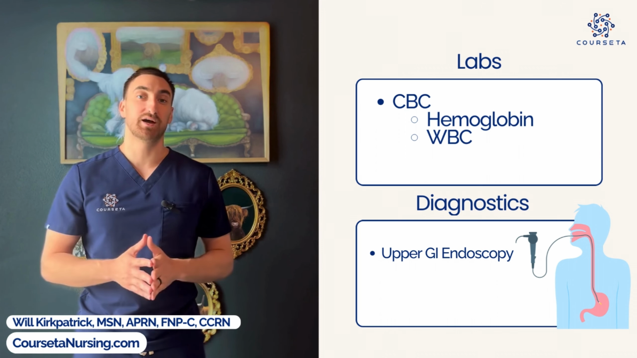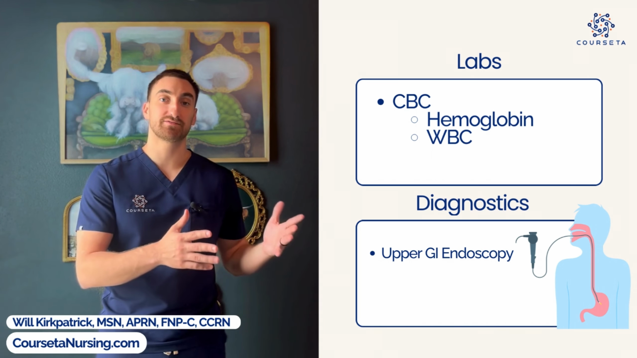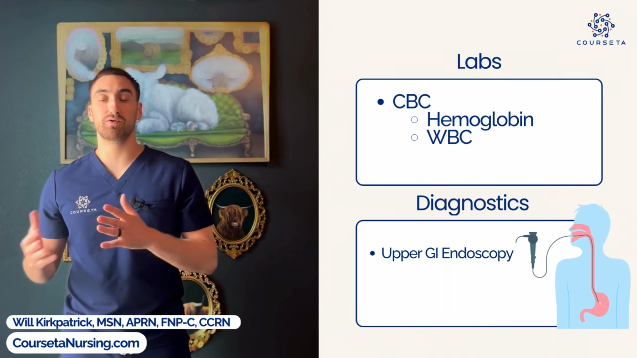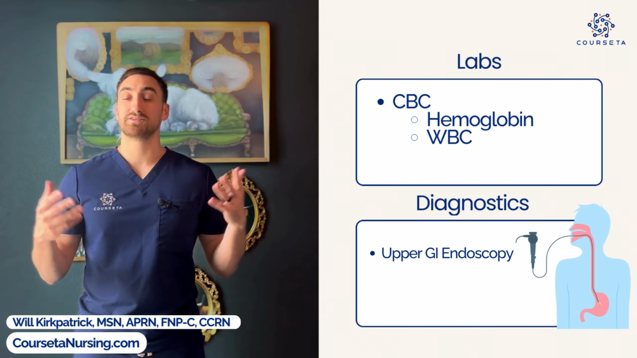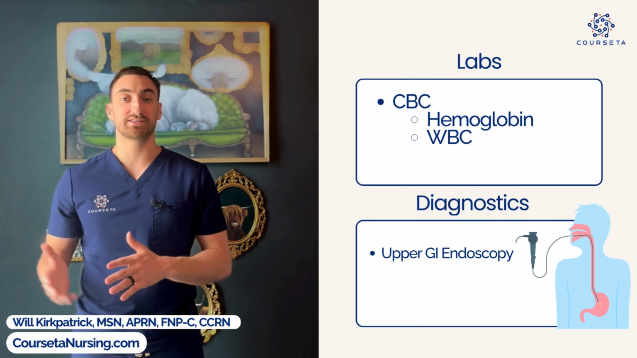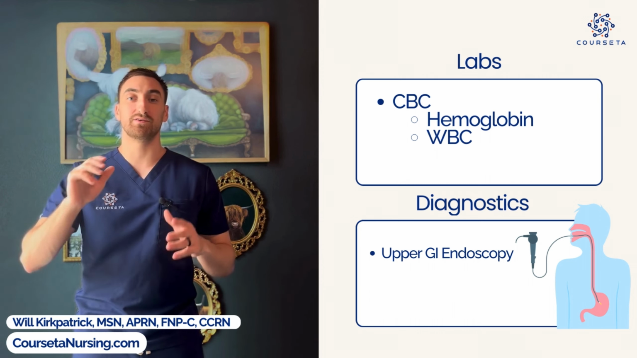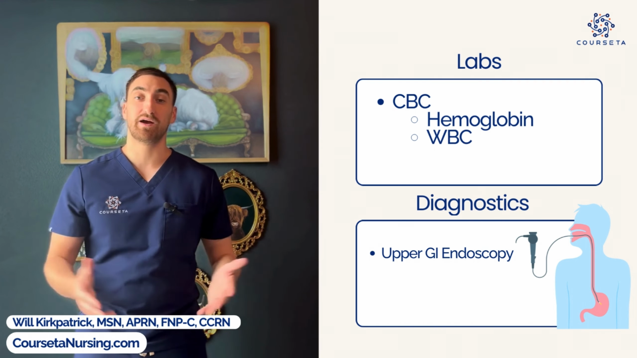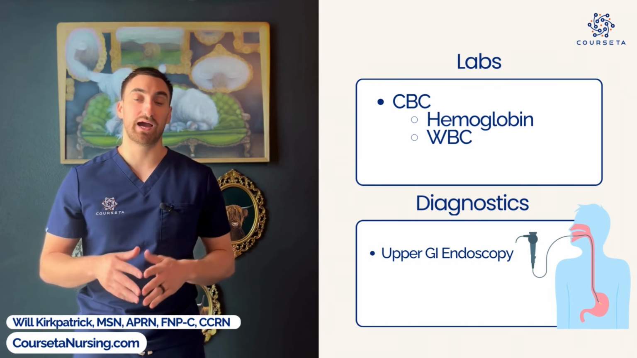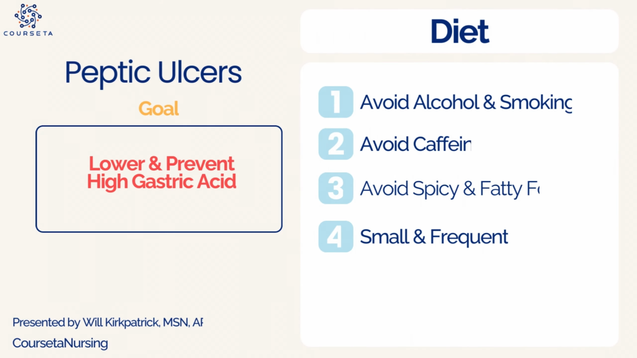Now, since this is coming from the GI tract, we may either collect emesis to test for blood or stool, so an occult blood test. Now, to actually identify it and diagnose it, we want to do an upper GI endoscopy. This is when we put a camera down through their esophagus into their stomach to look around for ulcers. Now, if they find a GI bleed, sometimes they'll be able to actually fix it right then and there with that endoscopy.